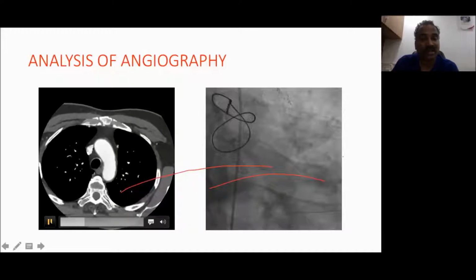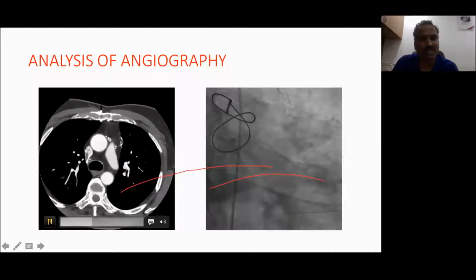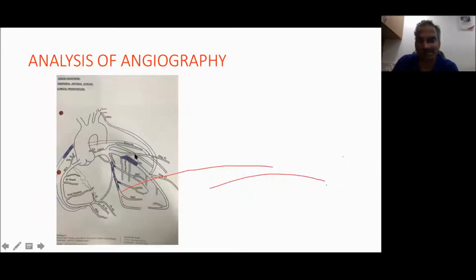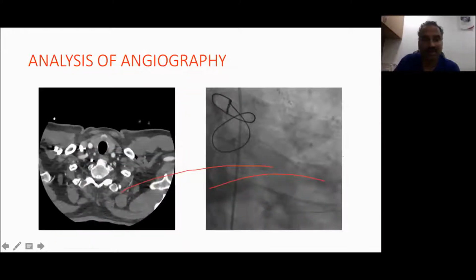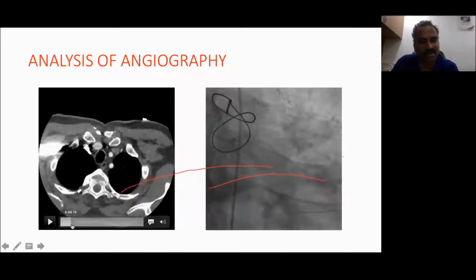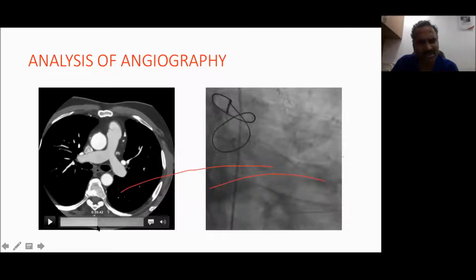This is the ascending aorta, and whatever the first graft which comes is basically the left graft. So the first graft, I'll just pull it. See, the first graft is the left-sided graft. So this is the first graft.